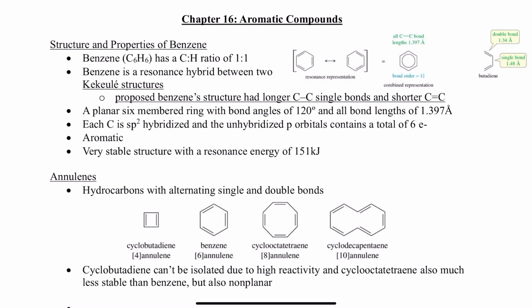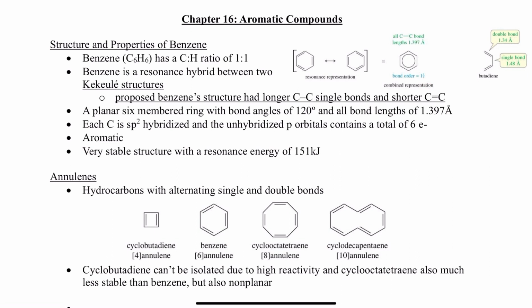And so the Kekulé structure, we draw it like this, where we have all of our single and double bonds alternating. However, doing a combined representation over here is more of a proper way to draw our benzene.